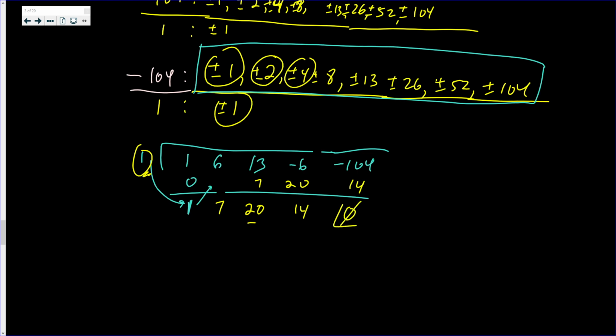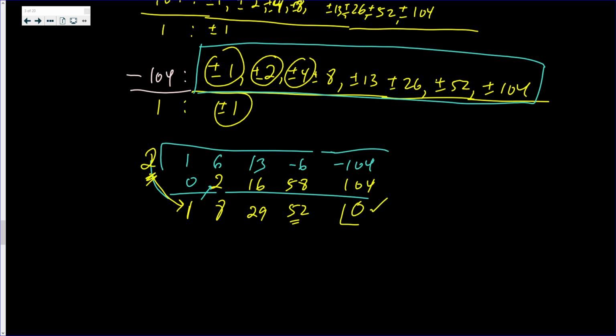We didn't get 0. So let's try 2. Let's see if 2 works. So we have a 2 in front. 1 plus 0 is 1. 2 times 1 is 2. You add, you get 8. Multiply it by the number in front. 2 times 29 is 58. You add, you get 52. When you multiply 52 by 2, you get 104, which gives 0.